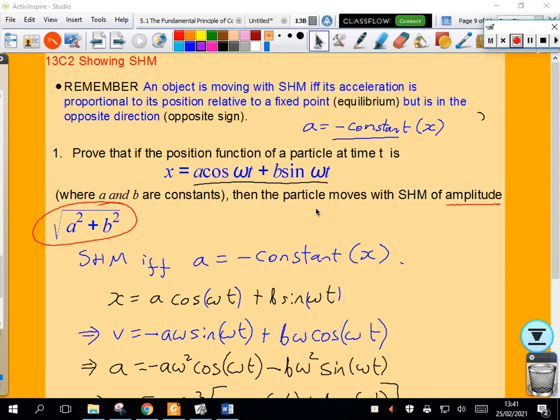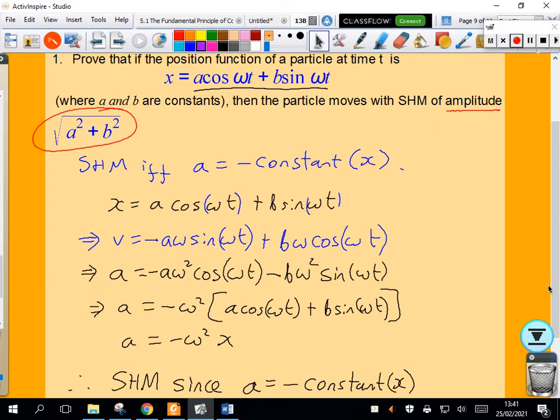So in my last video we looked at this question which said prove that if the position function of a particle at a time t is given by this kind of two-term trigonometric expression, then the particle moves with simple harmonic motion. We've solved the first part. We've proved that it moves with simple harmonic motion. How did we do that?